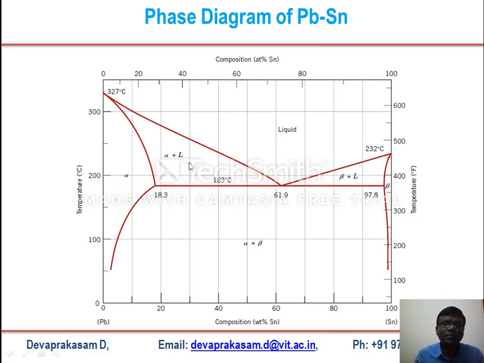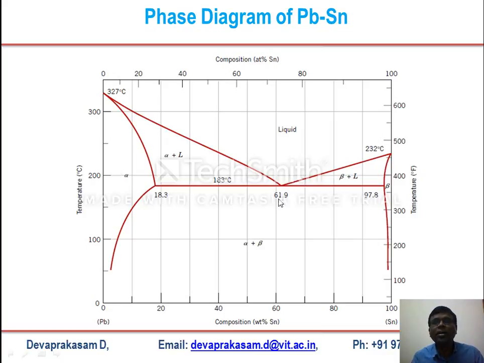In between, there are the phases alpha plus liquid of this melt, and the beta, which is another phase dominated by tin. It is a solid phase, and basically occurs below 232 Celsius, where most of the composition is tin. The beta phase is a solidus phase, and there is beta plus L, the liquidus phase. The beta phase exists up to 97.8% of tin, and the alpha phase exists up to 18.3% of tin.